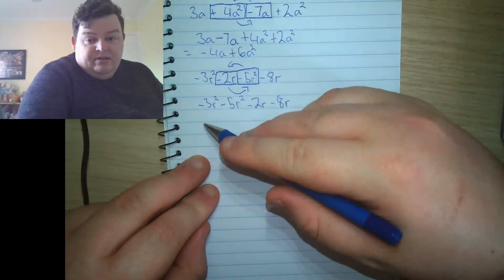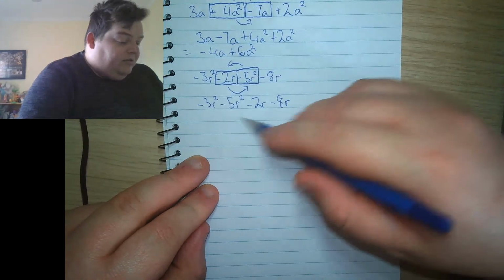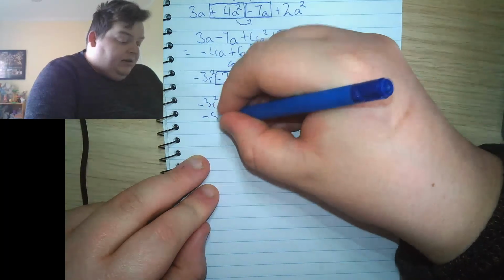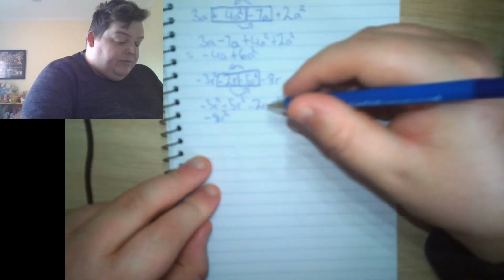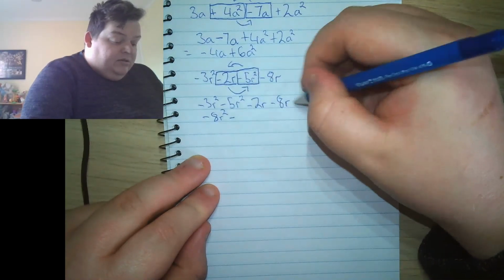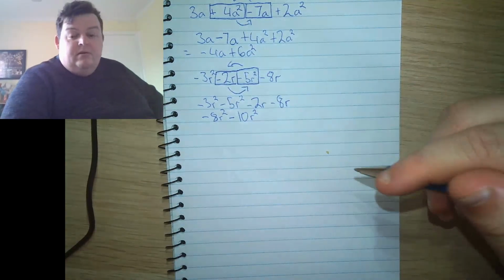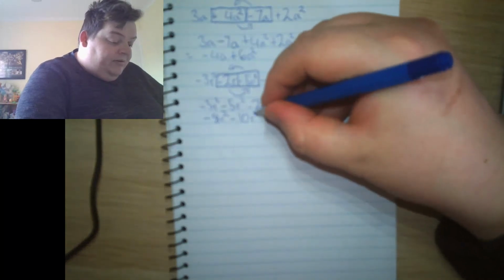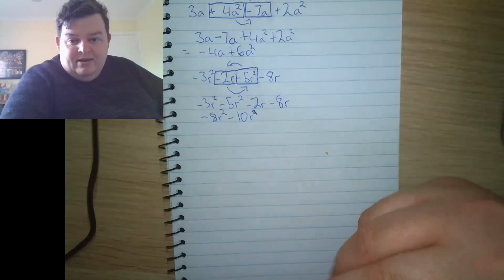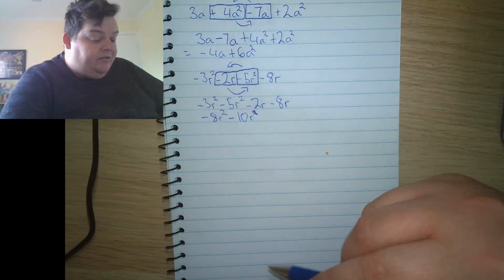Right, and then I'm just collecting these like terms, so the r squareds are going together. You get negative 8r squared minus 10r. R squared? No, r. Sorry. If it was r squared, I'd be able to collect them again. But no. So it's negative 8r squared minus 10r.